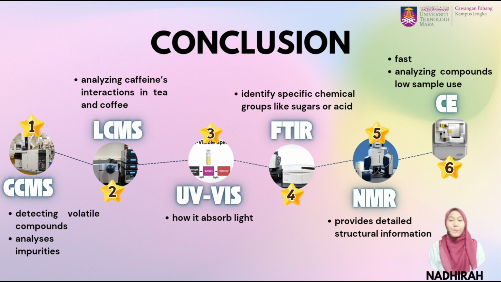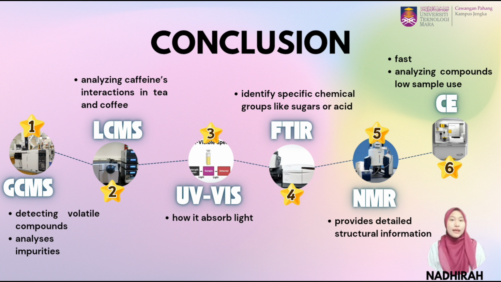HPLC, high-performance liquid chromatography, is a highly effective method for measuring caffeine because it is precise, fast, and can separate compounds like tannic acid, caffeic acid, and sugars. However, other tools can support or even replace it in certain cases. For example, gas chromatography mass spectrometry (GC-MS) is great for identifying volatile compounds and detecting impurities. Liquid chromatography mass spectrometry (LC-MS) offers even better accuracy for advanced studies such as analyzing caffeine's interaction in tea and coffee.